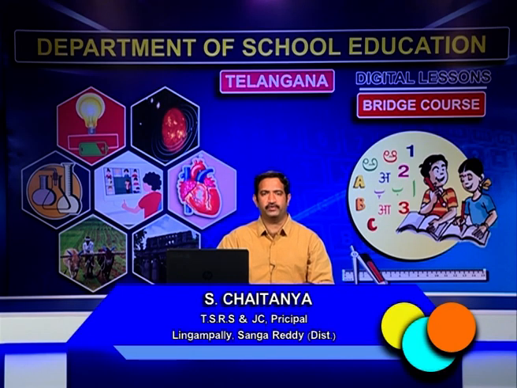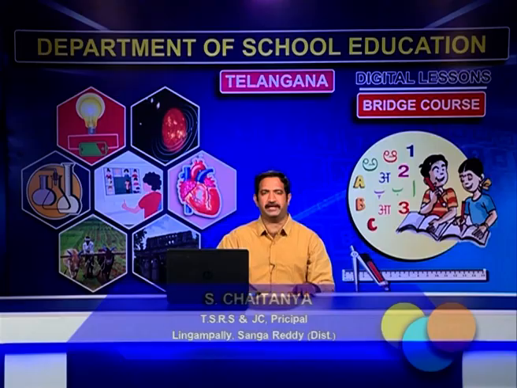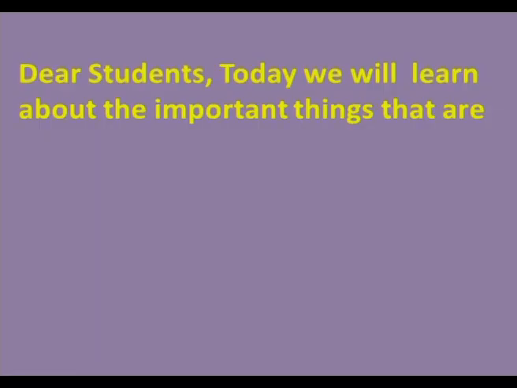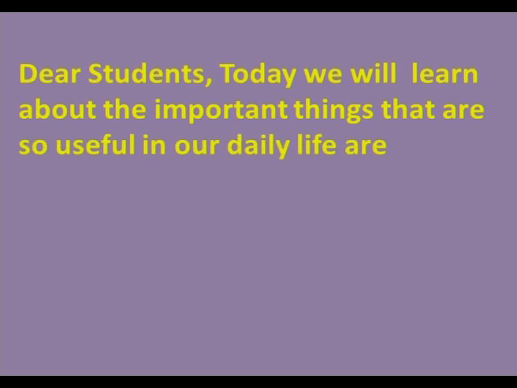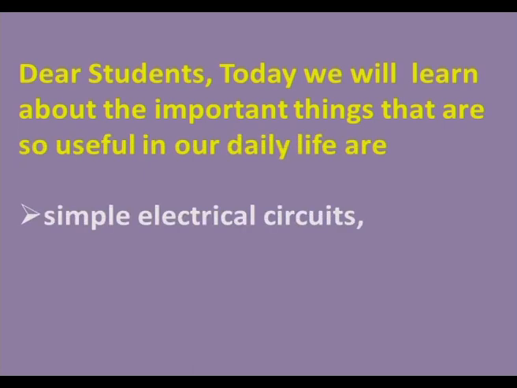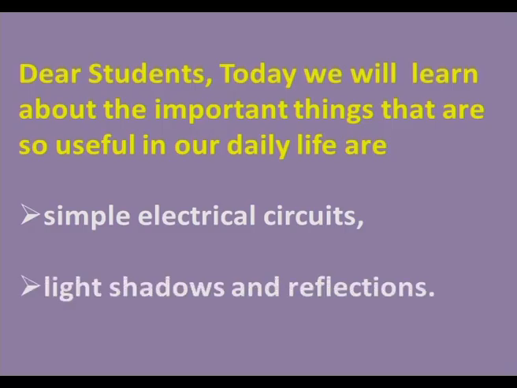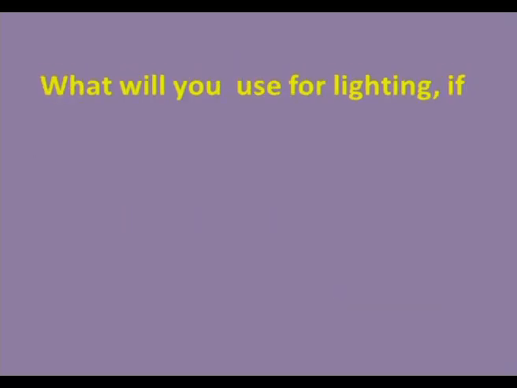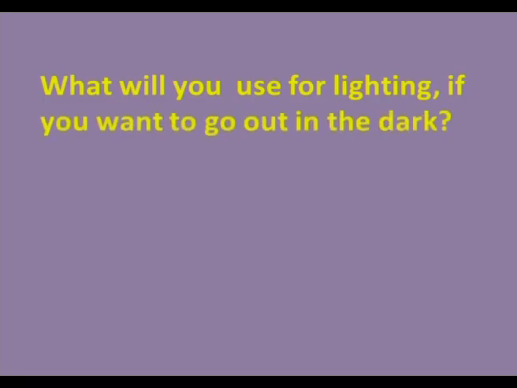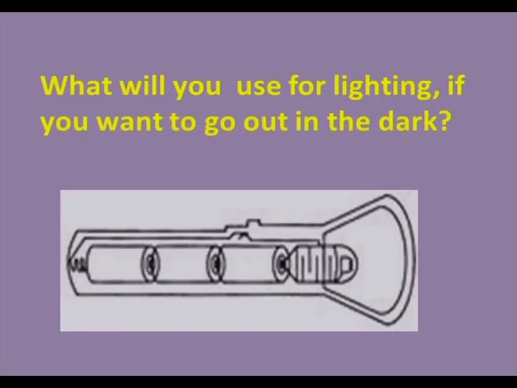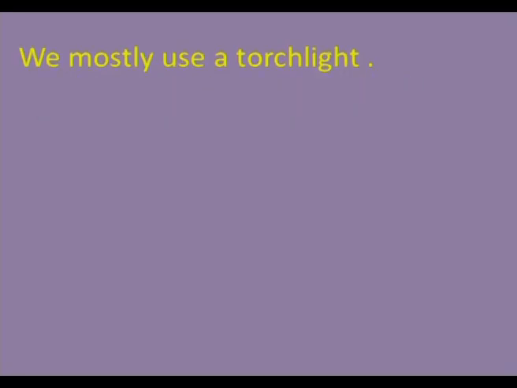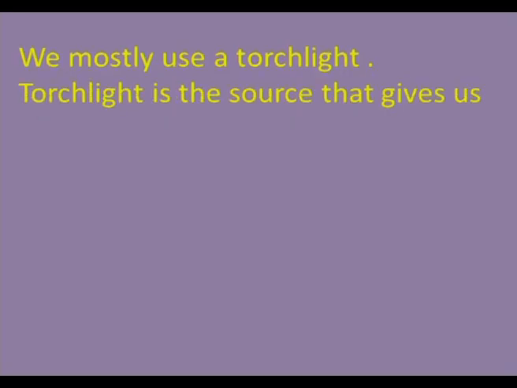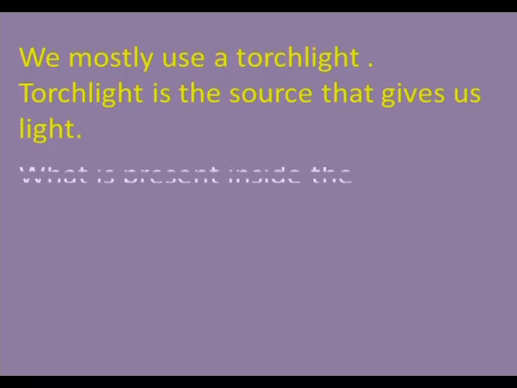In this session, today we will discuss electricity and light. Dear students, today we will learn about important things that are so useful in our daily life: simple electric circuits, light, shadows and reflections. What will you use for lighting if you want to go out in the dark? Yes, it is torchlight. With the help of torchlight, we are able to see objects at night. Torchlight is the source that gives us light.